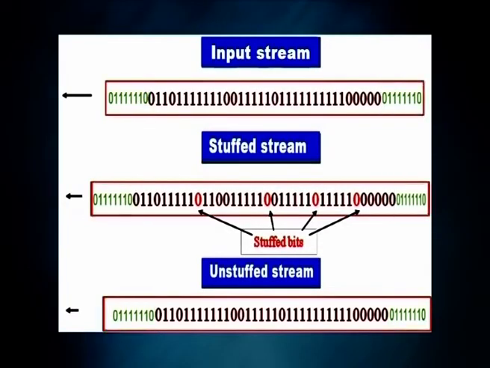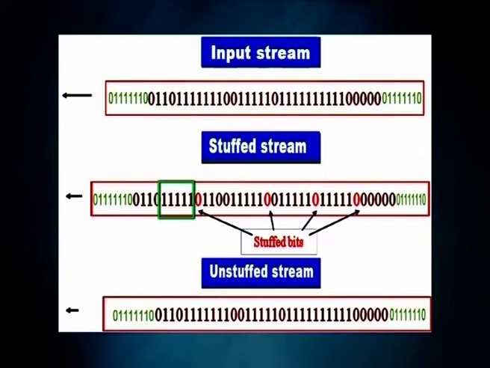In this method, each frame begins and ends with a special bit pattern called a flag byte, which is 0, 1, 1, 1, 1, 1, 1, 0. Please see the figure for bit stuffing. In this technique, there is a possibility that this particular pattern of 0, 1, 1, 1, 1, 1, 1, 0 may appear in data itself.